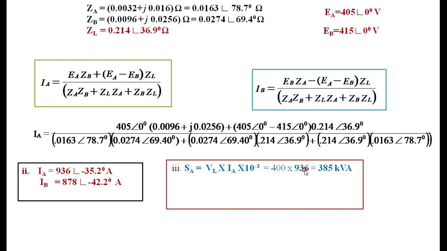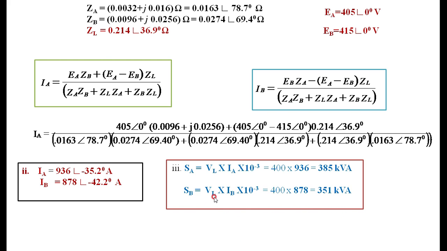Therefore, 400 into 936, you can express in terms of kVA, so you have to multiply by 10 raised to minus 3. It is already written in this equation, there is a mistake here. Then what I am getting is 385 kilovolt amperes.